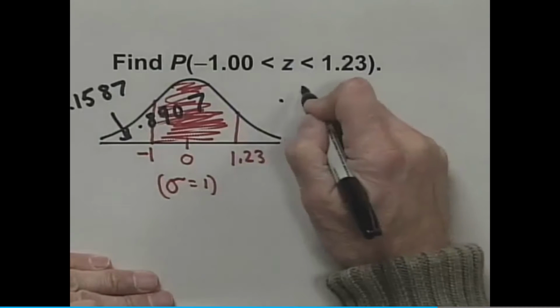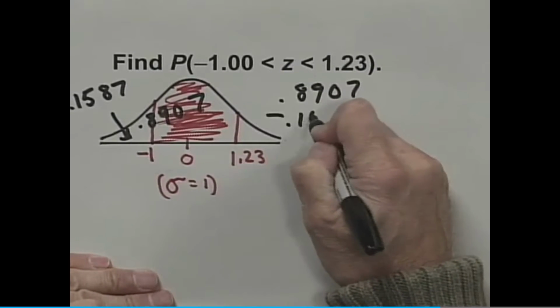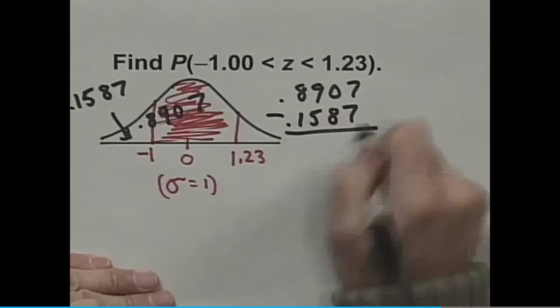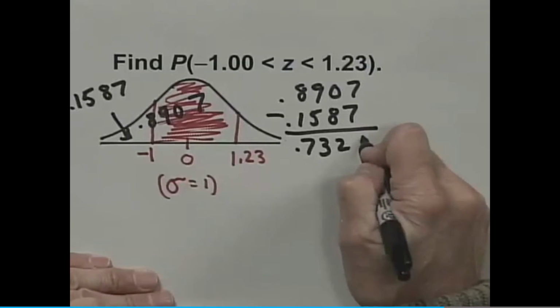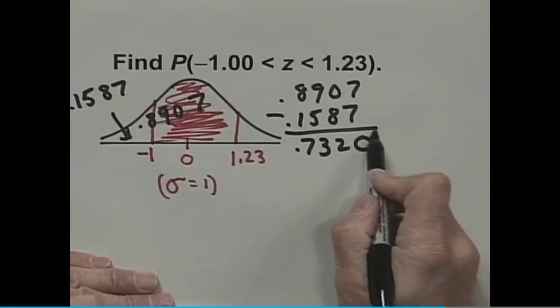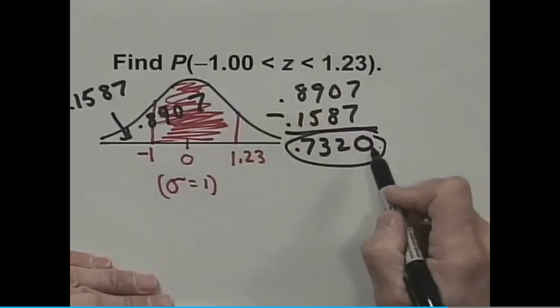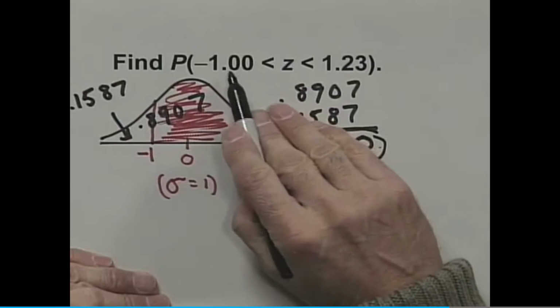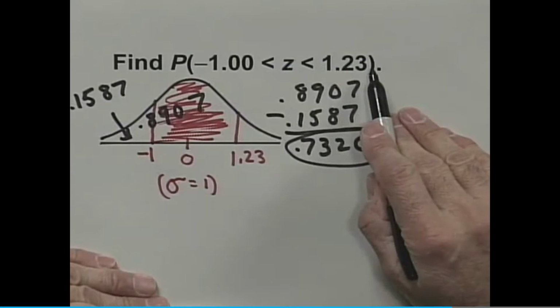So if I subtract 0.8907, subtract 0.1587, I'm going to end up with 0.7320, and this 0.7320 is the red shaded region. It is the probability of finding a reading between -1 and 1.23 degrees.